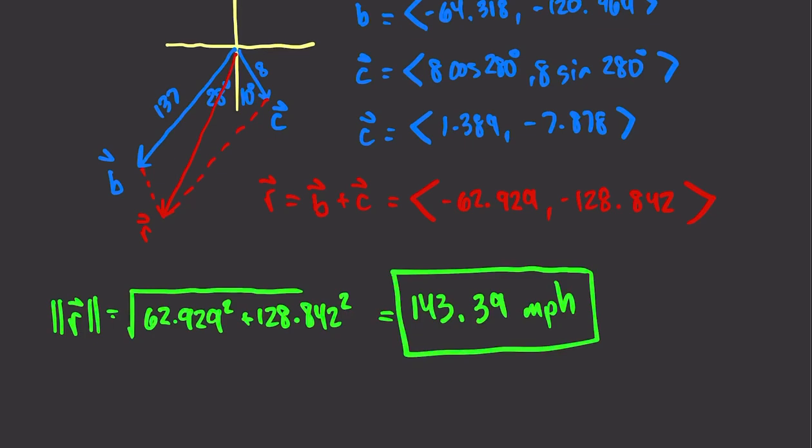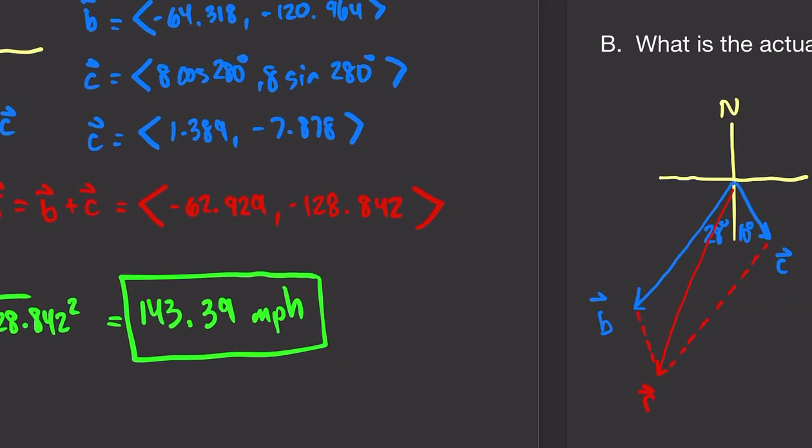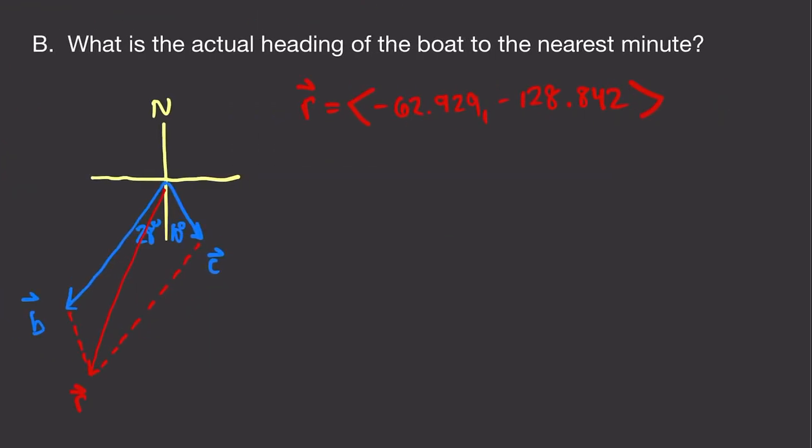Okay, so that would be the actual speed of the boat, taking into consideration the current. Okay, so the next part. This is the same diagram we just had on the other page. What is the actual heading of the boat to the nearest minute? So now what I want is, what is this heading right here? Because that's the direction the boat's actually going to go.